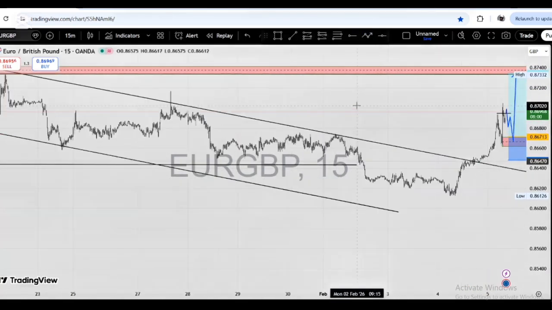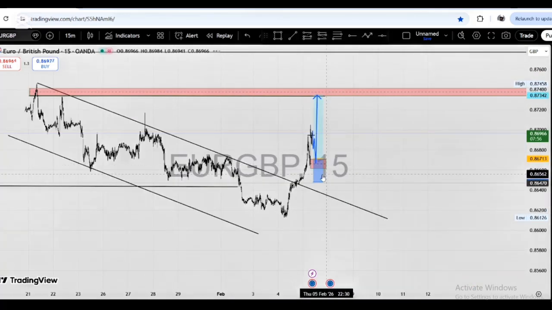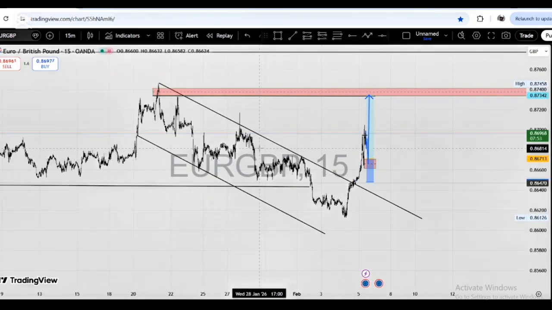Since we've seen that price is bullish, it is better for you to be looking for bullish moves instead of bearish moves until your trend line is broken. Right now the trend was bearish and people were taking sells, right? But immediately the trend line was broken, what did they do? They started taking buy positions.